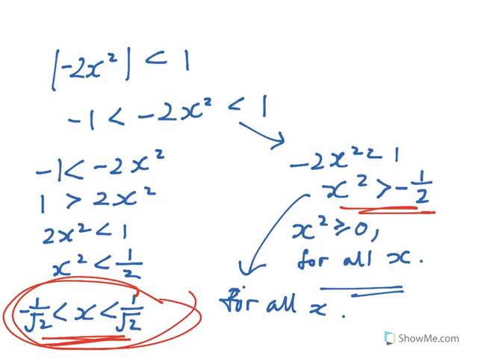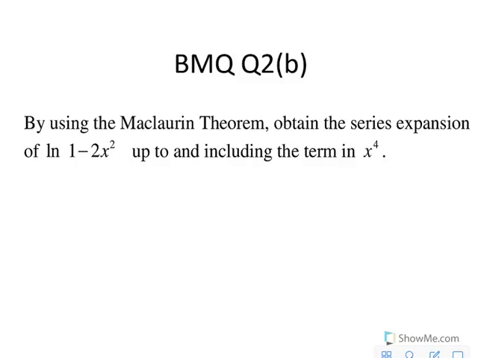Now we go to 2B. 2B asks us to use the Maclaurin theorem to obtain the series expansion. You realize that if you use Maclaurin, it gives you the same answer. That's what you do for power series, because we've seen before in tutorial that they give you the same thing. Using the Maclaurin theorem, this is going to be a long one.